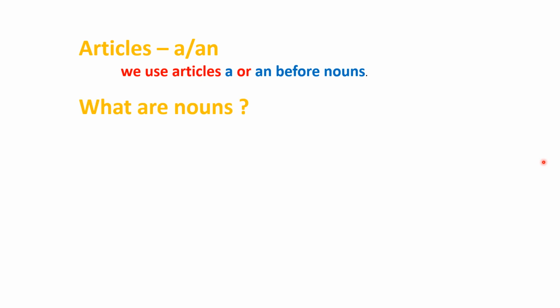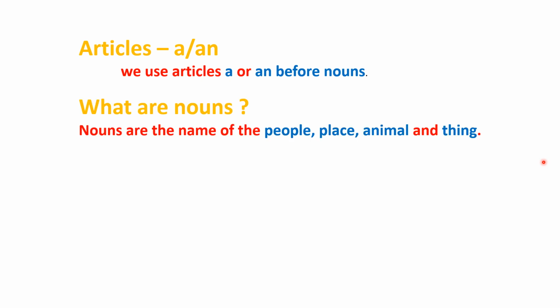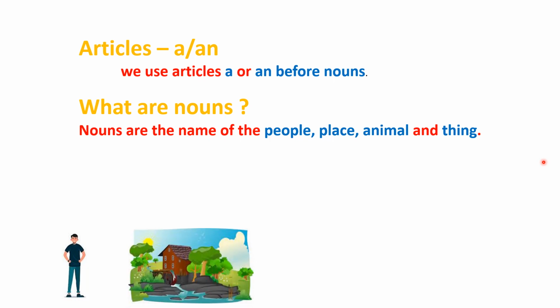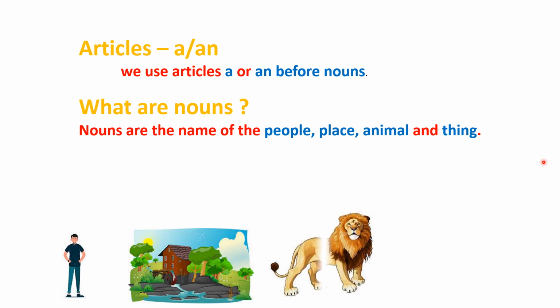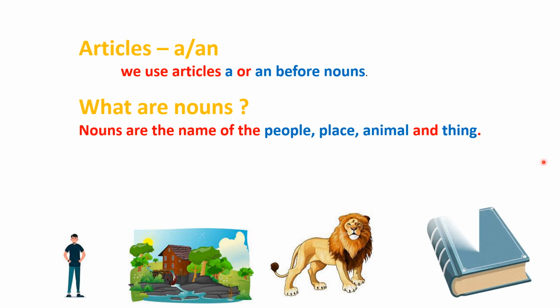What are nouns? Kya hote hain nouns? Nouns are the name of the people. Koi bhi people ka jo name hota hai, wo hota hai noun. Koi bhi place ka jo name hota hai, wo hota hai noun. Koi bhi animal, like here it is a lion, that is a name of that animal, right? To wo hota hai noun. Here you can see the book, right? So ye bhi ek cheez hai, ek thing hai jiska naam hai, that is a noun.